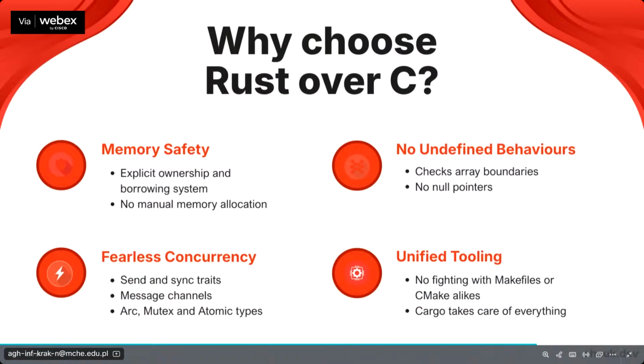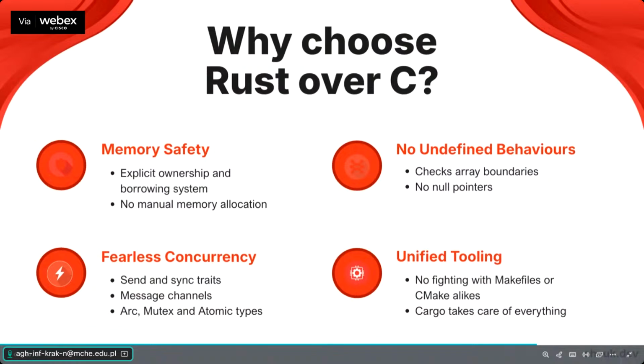Why choose Rust? Like I said, memory safety. If you're learning Rust, you know this weird thing called ownership. It's there because it makes sure that it's memory safe by default. So that's good. And another thing the Rust community really loves is fearless concurrency, which means there are tools provided, for example, the Send and Sync traits, the messaging channel, the Arc Mutex, and atomic types. These are all tools you can use to do parallel programming.